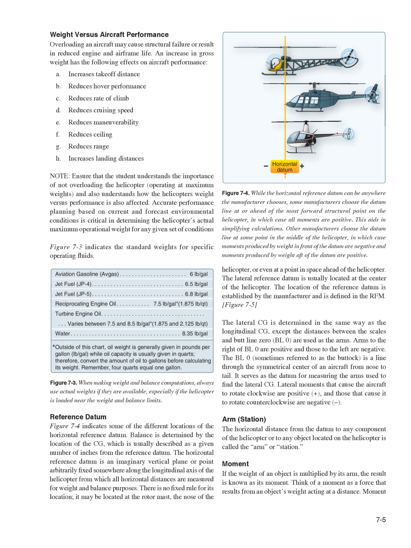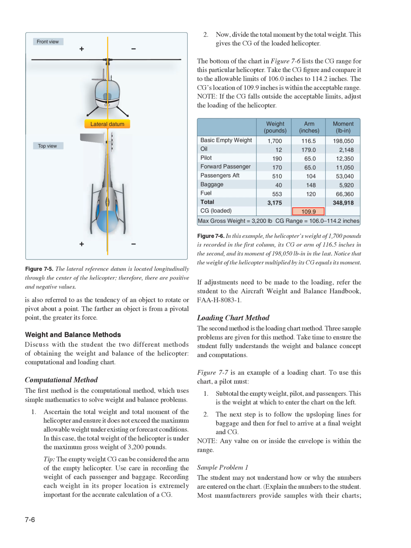Arm, station. The horizontal distance from the datum to any component of the helicopter or to any object located on the helicopter is called the arm or station. Moment. If the weight of an object is multiplied by its arm, the result is known as its moment. Think of a moment as a force that results from an object's weight acting at a distance. Moment is also referred to as the tendency of an object to rotate or pivot about a point. The farther an object is from a pivotal point, the greater its force.